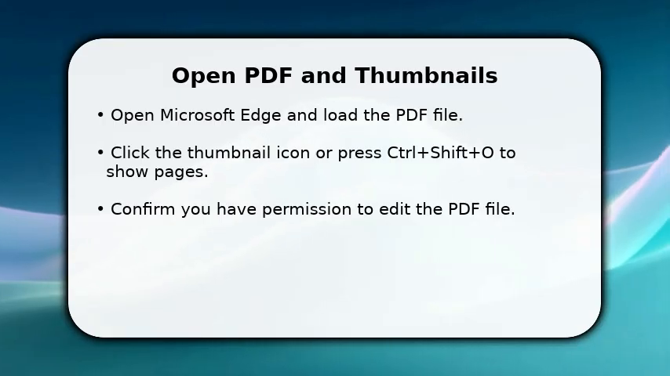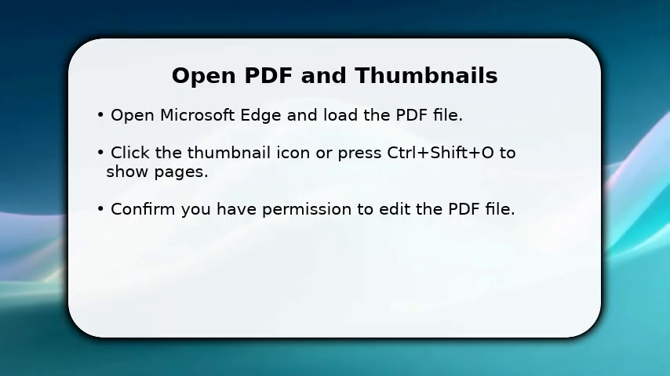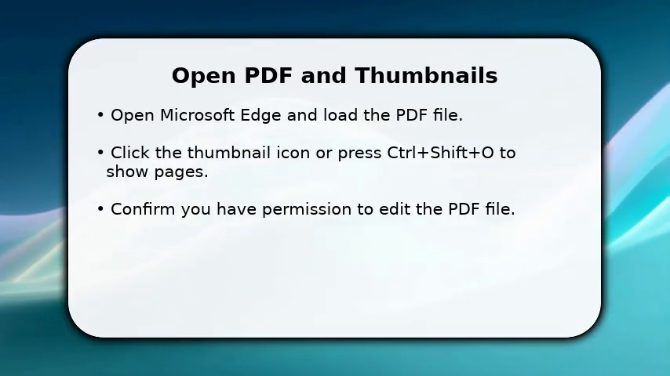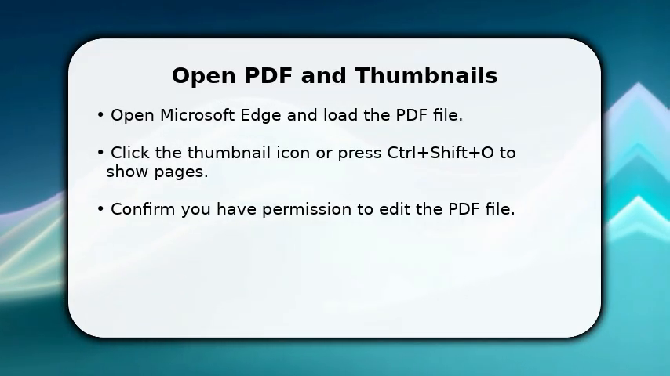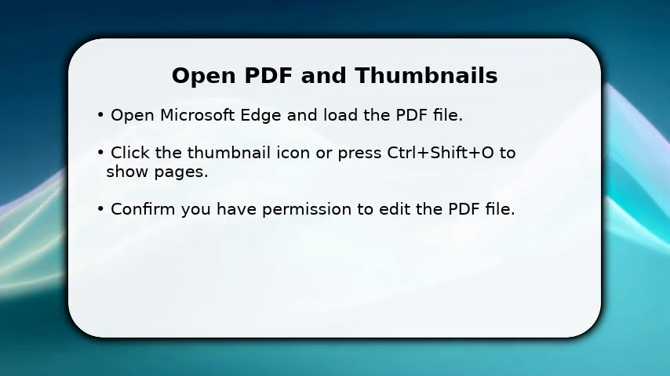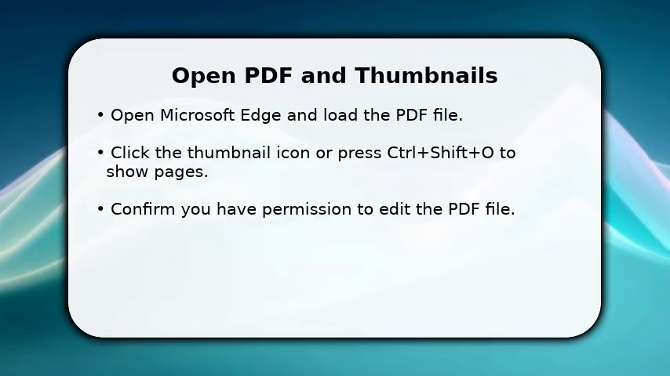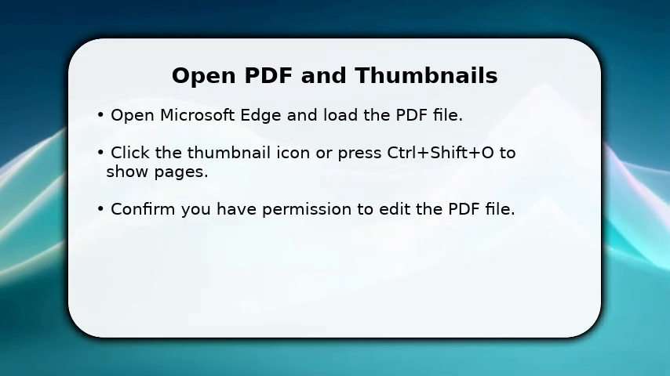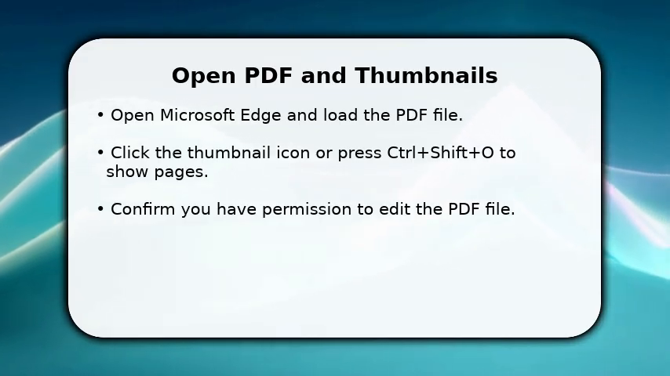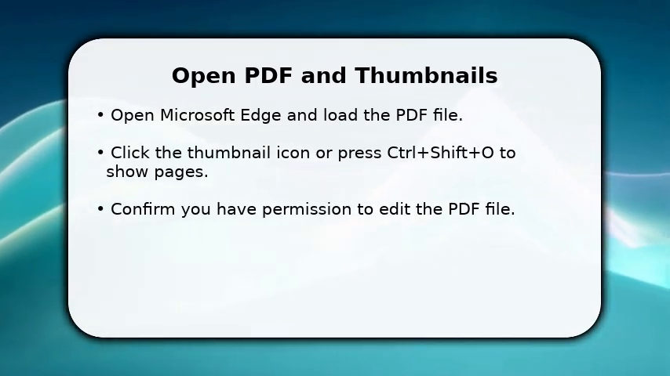You begin by opening the PDF in Microsoft Edge and showing the page thumbnails so you can act precisely. Once the thumbnail pane is visible, scan the pages to identify which one you want to remove. This visual step prevents mistakes. Make sure the file isn't read-only and that you open the editable copy.